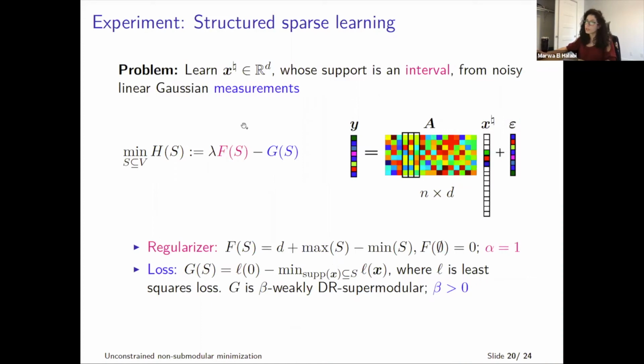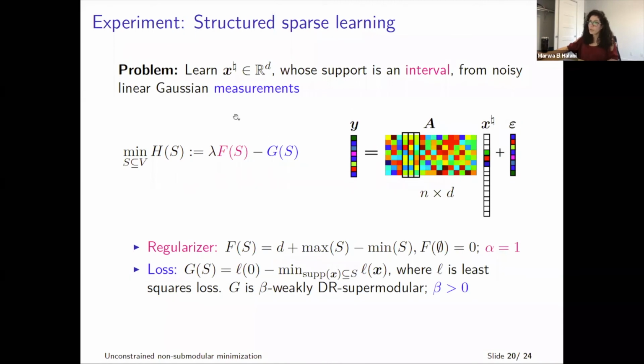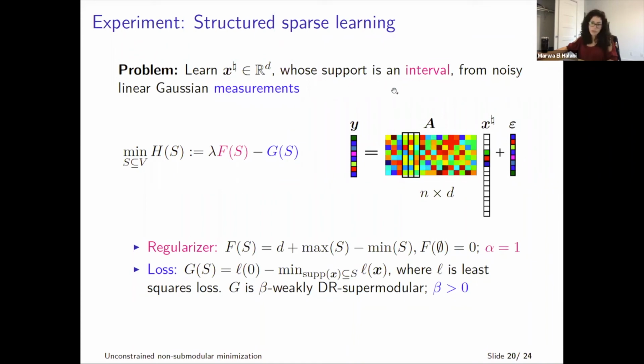Okay. So for this one, we're considering a problem which comes up in structure sparse learning. We're trying to learn a parameter vector x naught whose support is an interval, which means consecutive non-zeros with no delay between them. For example, in this figure, there are multiple non-zeros and then all zeros outside. And we want to learn this parameter vector from noisy linear Gaussian measurements.